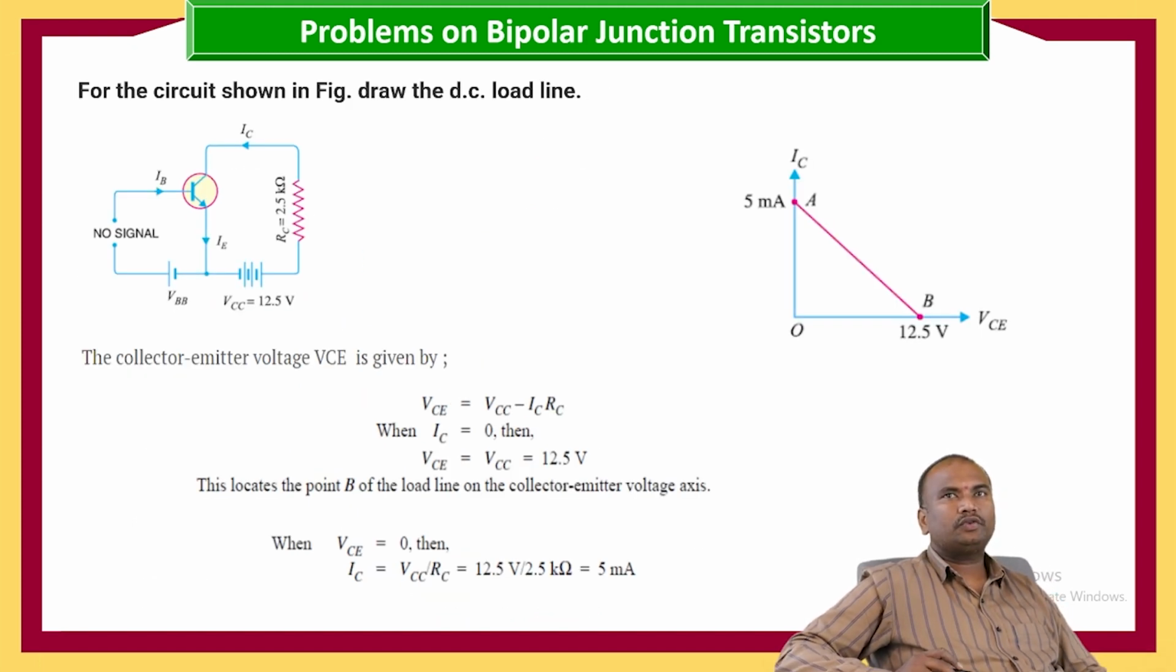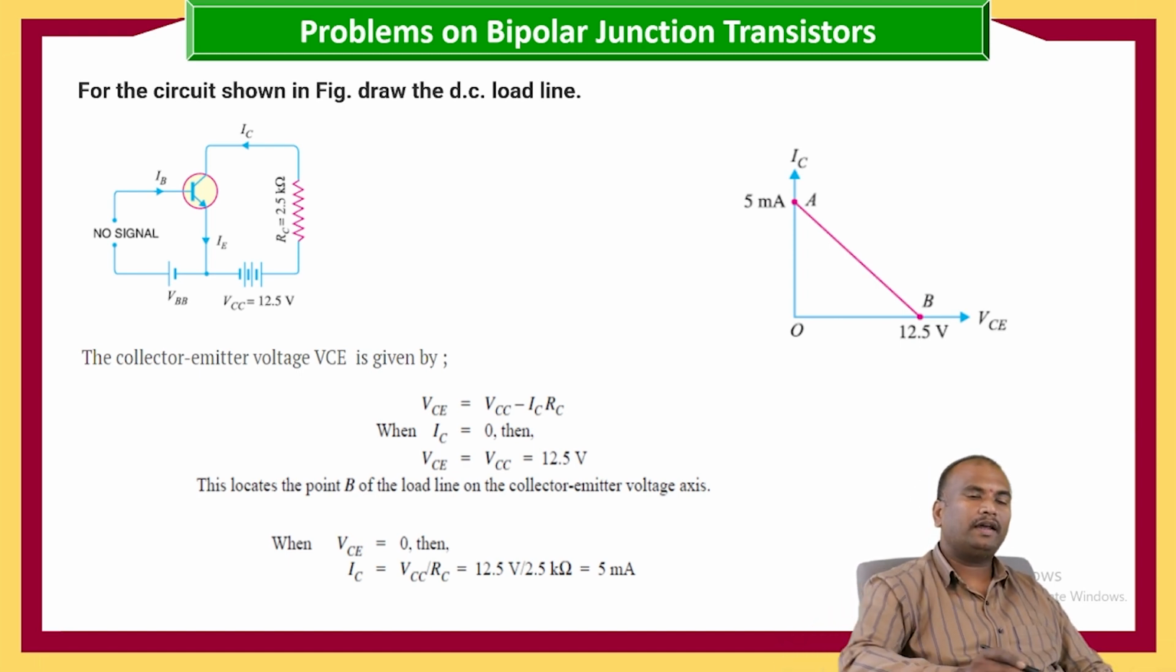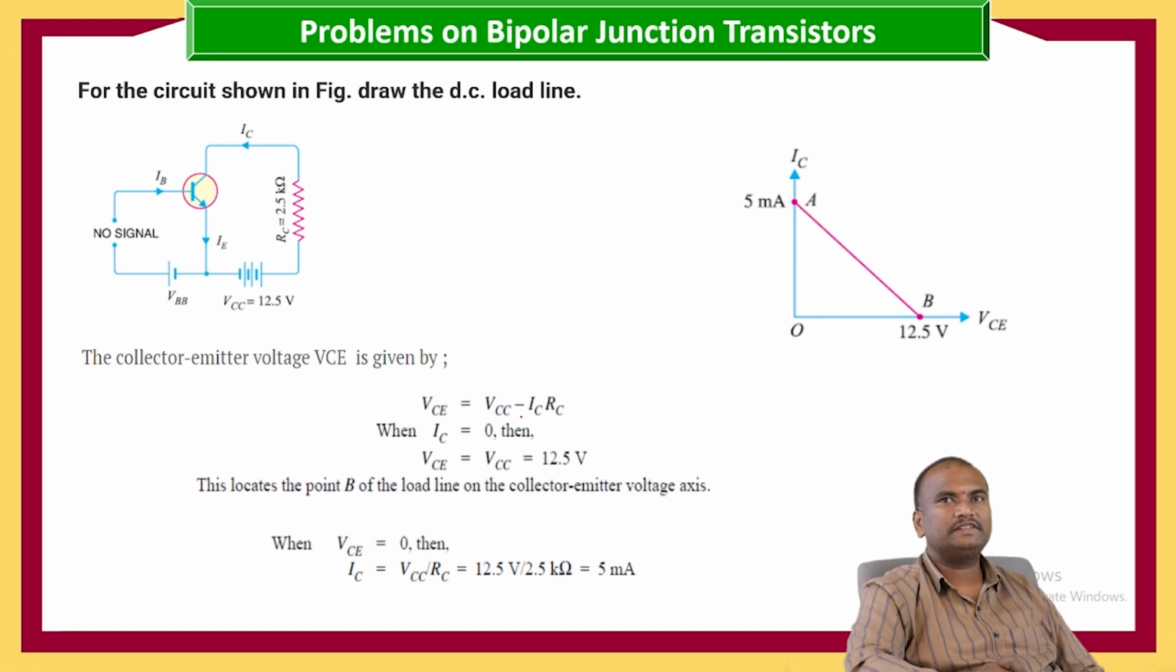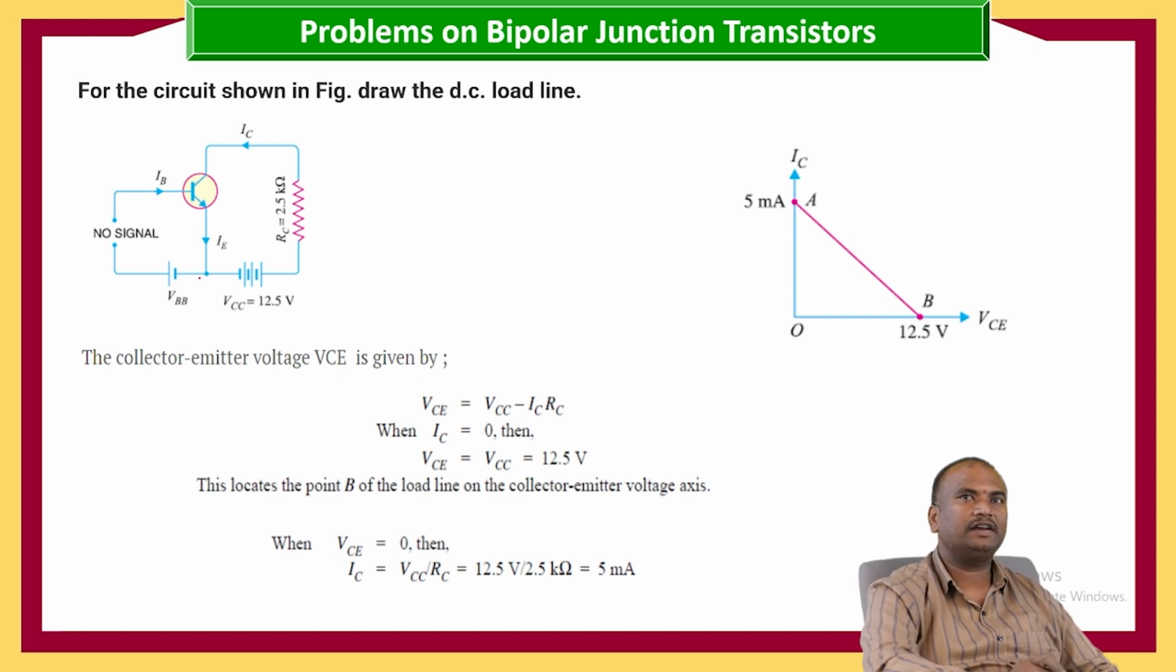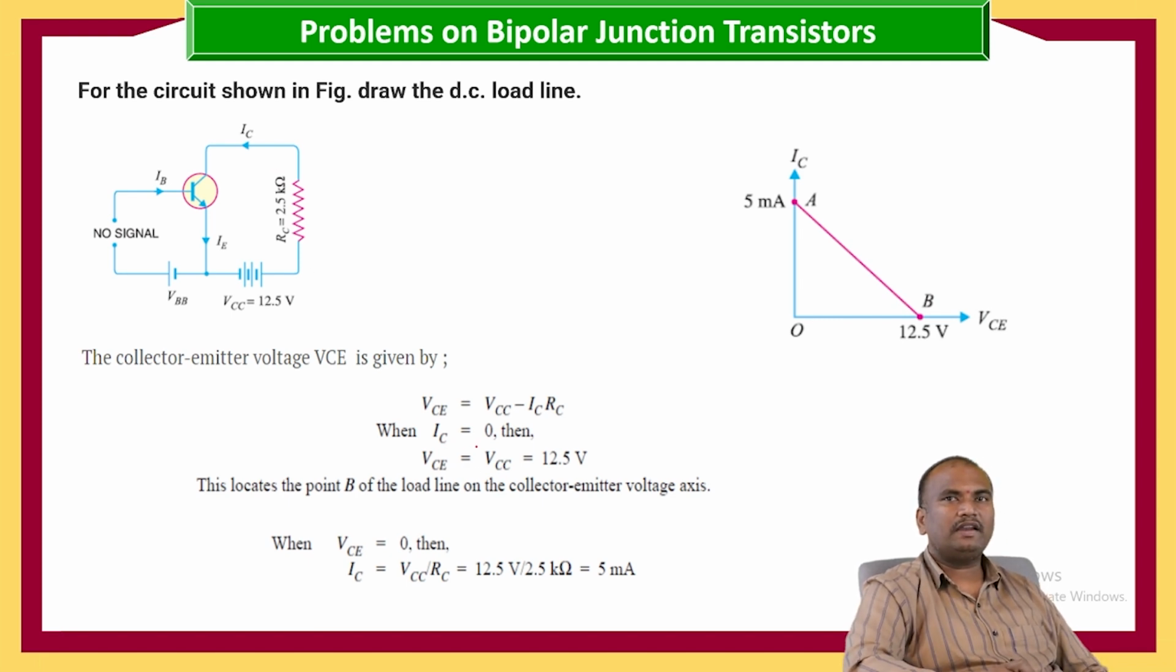Now for the circuit shown in figure, draw the DC load line. Here the collector to emitter voltage VCE is given by VCC minus IC RC. Here VCC is 12.5 volts, RC value is 2.5 kilo ohms. When IC value is 0, then VCC is equal to VCE, that is 12.5 volts. And this locates the point of the load line on the collector to emitter voltage axis.